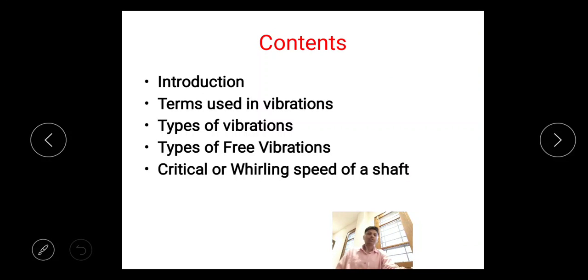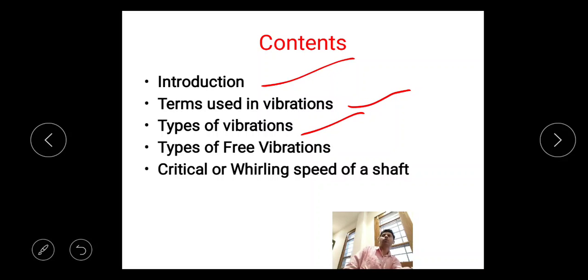Okay. So we have discussed the introduction to mechanical vibration, terms used in vibration, and types of vibration. These things we have discussed yesterday. Today we will discuss types of free vibration and critical or whirling speed of a shaft. Okay. So briefly I will just discuss what all we have discussed yesterday, and then we will go for today's lecture.